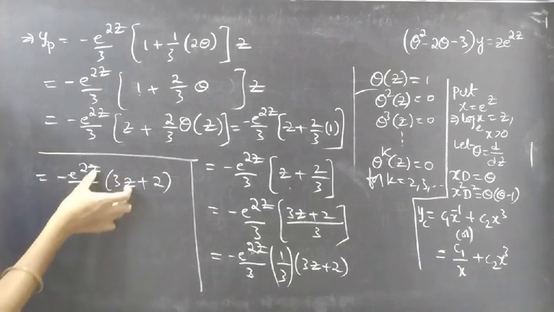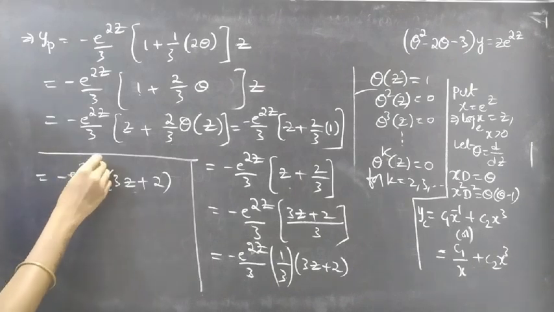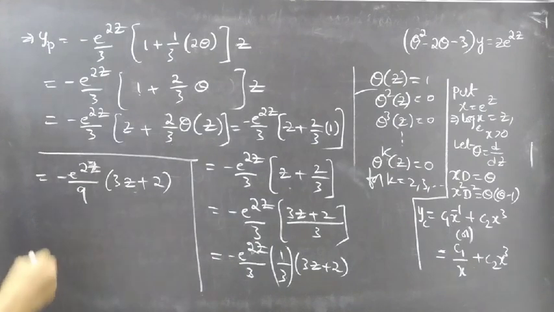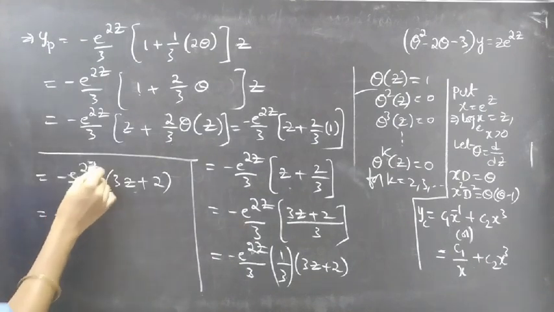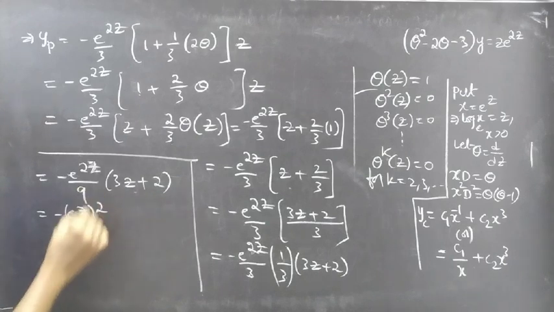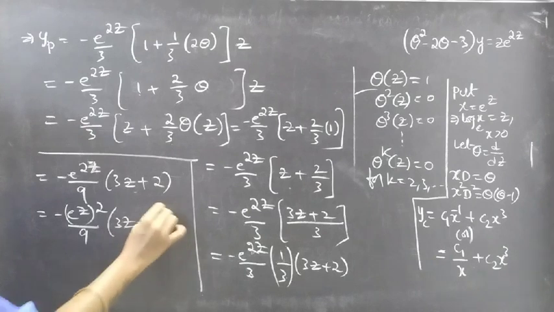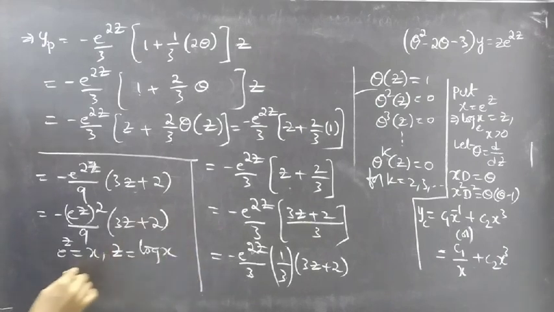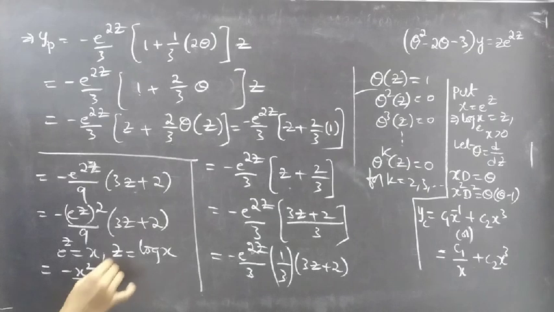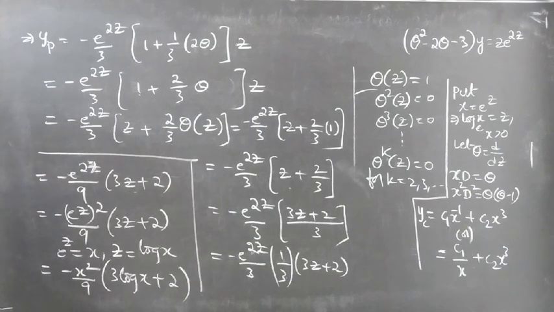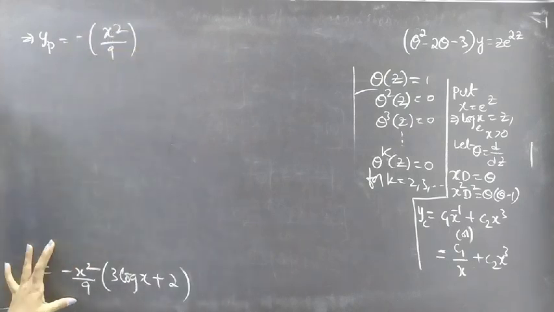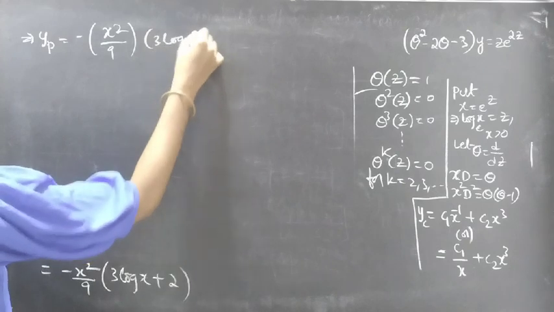Now we have yp in terms of z, but we need to write it in terms of x. So we'll replace e power z by x and z by log x. For that purpose, firstly we write e power 2z as (e power z) whole square, by 9 into (3z plus 2). Now replace e power z by x and z by log x. Then yp becomes minus x squared by 9 into (3 log x plus 2). So we got yp equals minus of x squared by 9 into (3 log x plus 2).